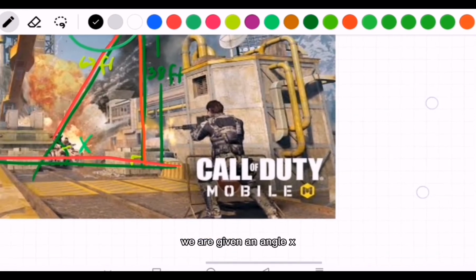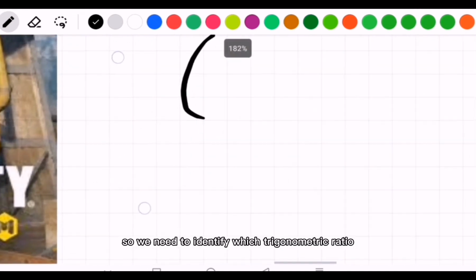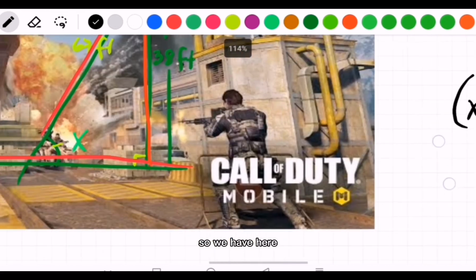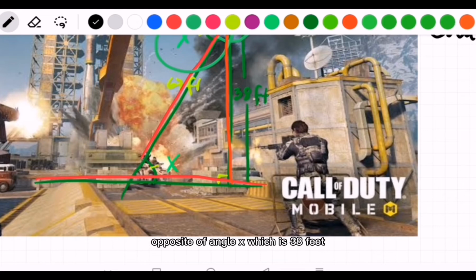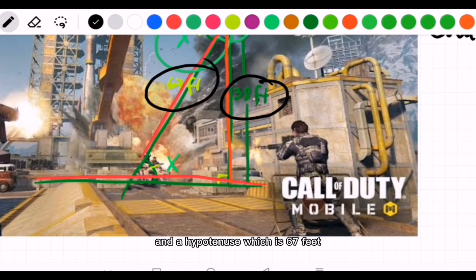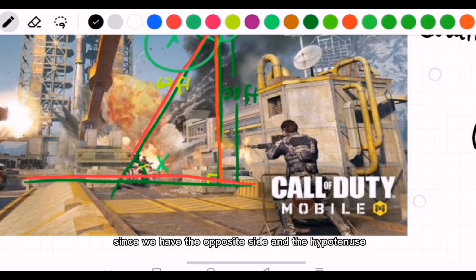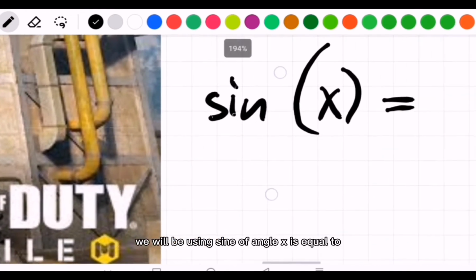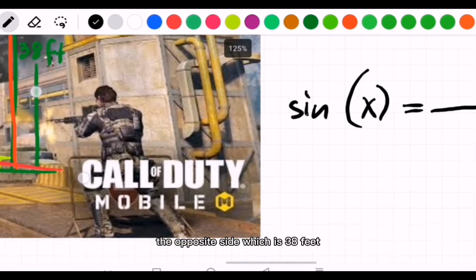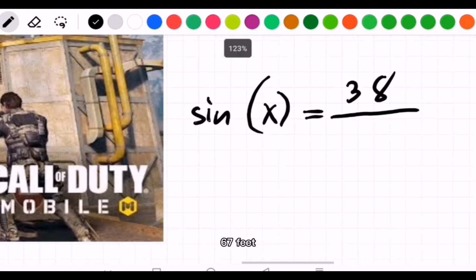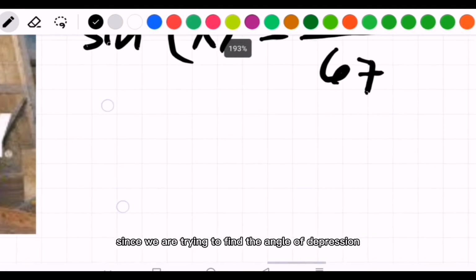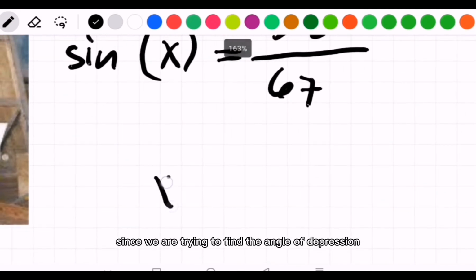We are given an angle X, so we need to identify which trigonometric ratio is the most appropriate to use. So we have here the opposite of angle X, which is 38 feet, and a hypotenuse, which is 67 feet. Since we have the opposite side and the hypotenuse, we will be using sine of angle X is equal to the opposite side, which is 38 feet, all over 67 feet.